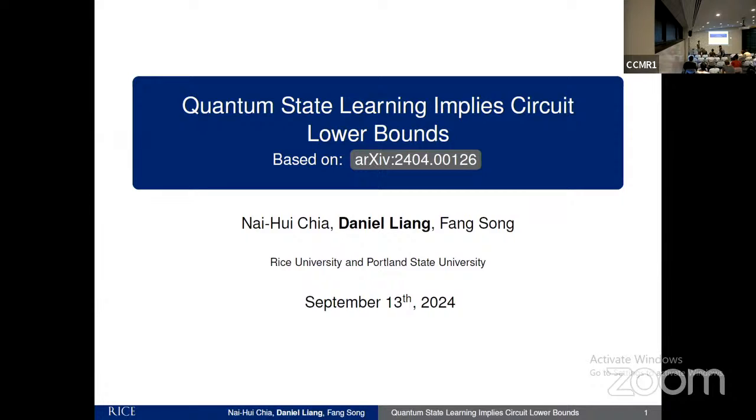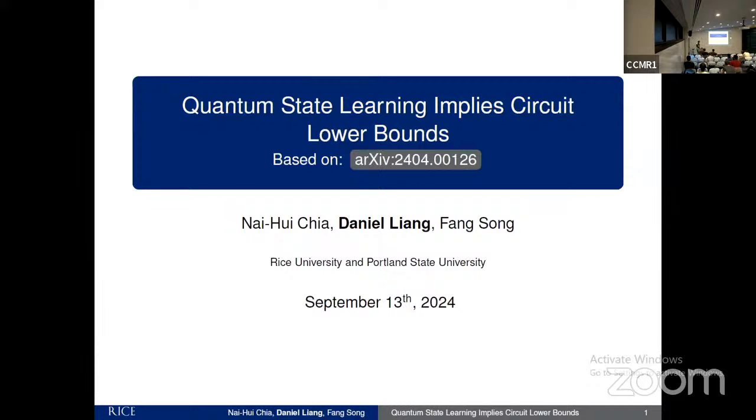This is called quantum state learning implies circuit lower bounds. So let me adjust my mic really fast. It's joint work with Nai-Hui and Fang, who I believe are here attending. I don't know if they're in the room right now. It's based on this work that's on the archive, though I'll actually be presenting some updates from that archive posting.